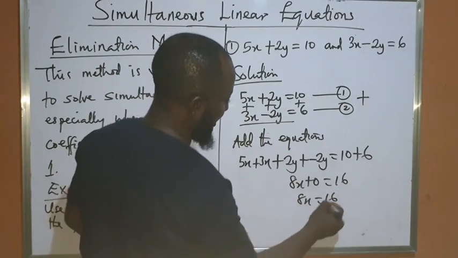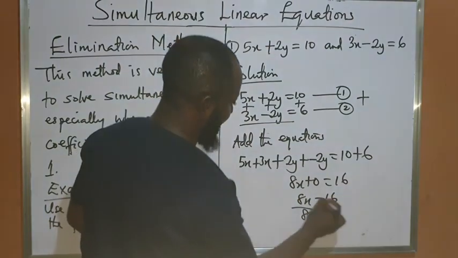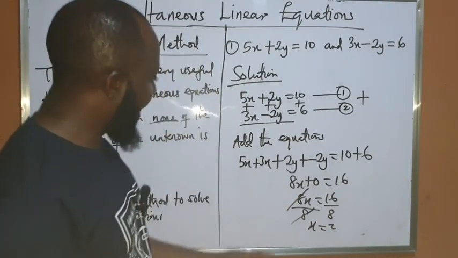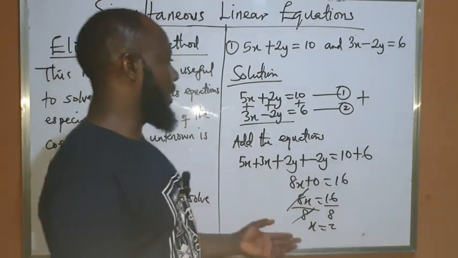8x equals 16. Divide both sides by 8, right? So 8 cancels 8, then x equals what? 2. So we know the value of our x now, it remains the value of our y.